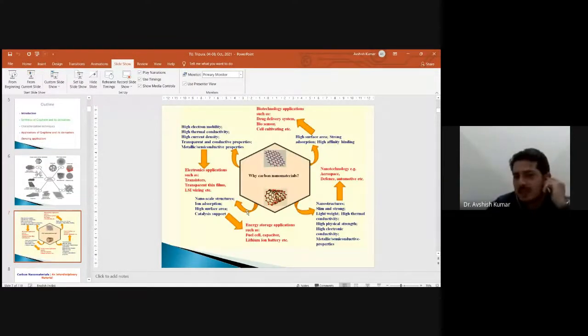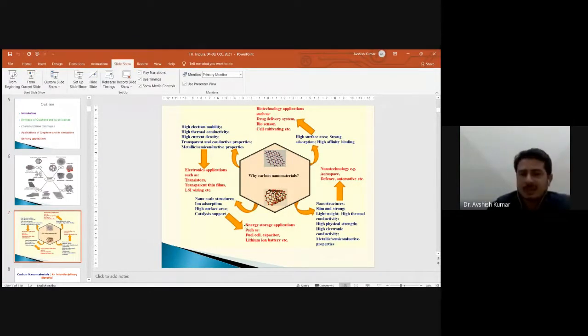So why are we talking about these carbon nanomaterials? It is because of their extraordinary and remarkable properties. They have very high electron mobility, high thermal conductivity, high current density, and you can find them in metallic as well as semiconductive nature. Because of these properties you can use these carbon-based nanomaterials in transistors, transparent films, LSI wirings, and many MEMS and NEMS applications.